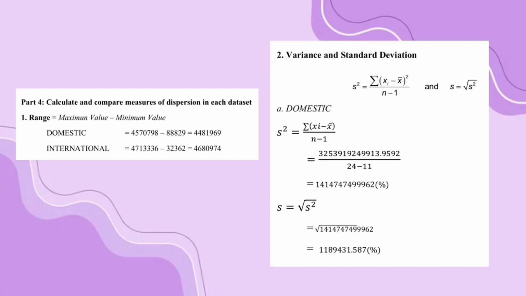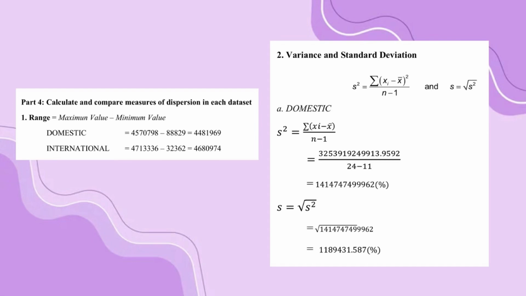Part 4, we need to calculate and compare the measures of dispersion of each dataset for passenger traffic on every airline. First, we find the range, and the formula for the range is maximum value minus minimum value. The total range for domestic is 4,481,969, while the total range for international is 4,618,974. This shows the international has a higher range compared to the domestic.